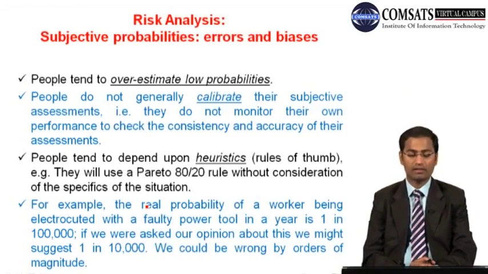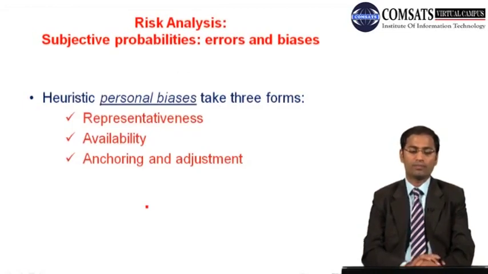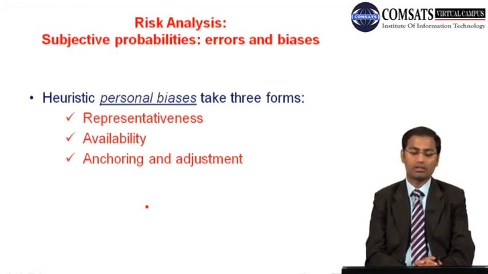If we were asked our opinion about this, we might suggest 1 in 10,000. We could be wrong by orders of magnitude. And heuristics, personal biases take 3 forms: representativeness, availability, anchoring and adjustment.